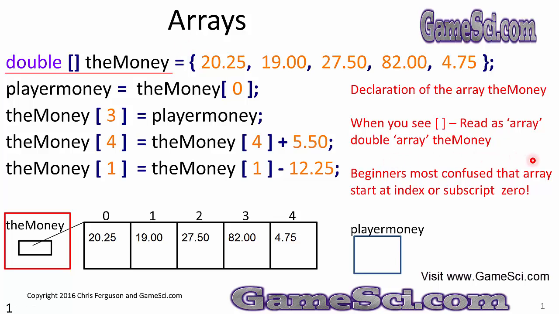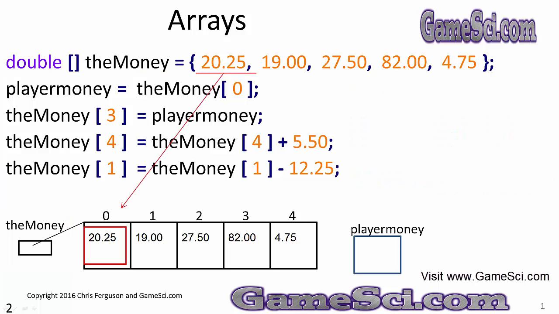Beginners are most often confused that arrays start at index or subscript 0. The first number in this array, 20.25, is at position or index 0. I know it seems strange to say the first item is at position 0, but that's exactly how arrays work.